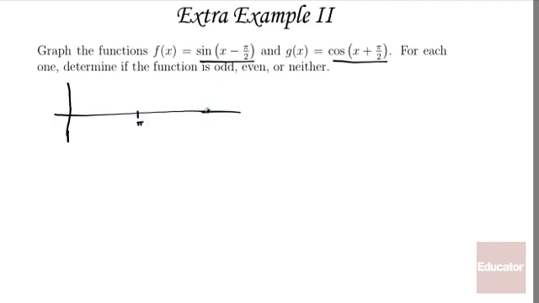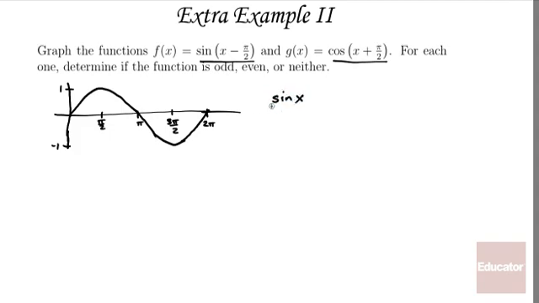There's pi, 2 pi, 1, negative 1, pi over 2, 3 pi over 2. And remember, sine of x starts at 0, goes up to 1, comes back to 0, down to negative 1 and comes back to 0. So what I graphed there in black is sine x.